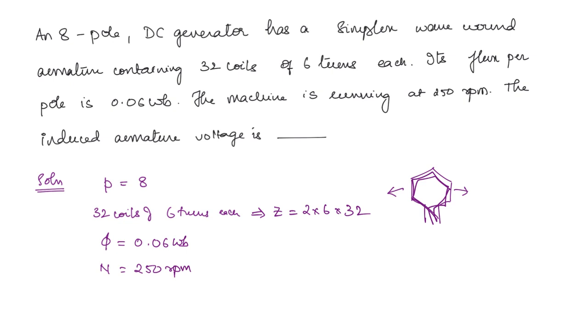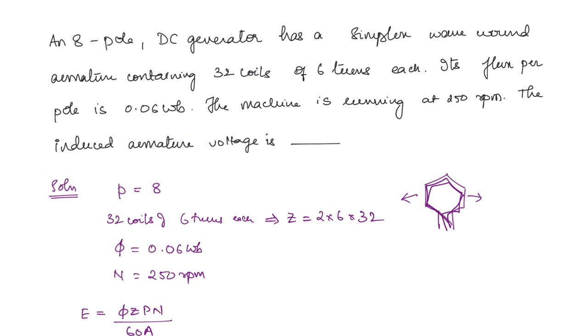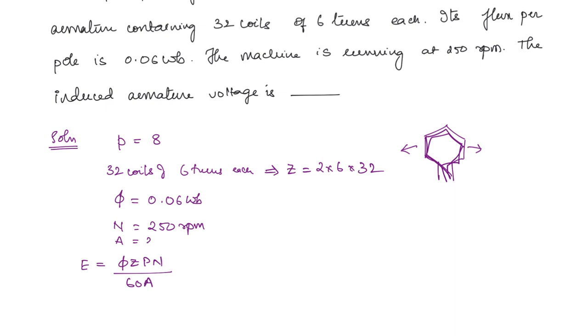So now what is the induced armature voltage? We want to find out E, the generated voltage. The E expression we have just found out is phi ZPN by 60A. So from here the flux per pole is given as 0.06, Z we have just found out, P is 8, N is given as 250 RPM, 60A. A is what? A is equal to 2 for a wave wound armature, and it is equal to the number of poles for a lap winding. So here it is given as wave wound, so A is going to be 2. This is the missing information that we didn't write before.